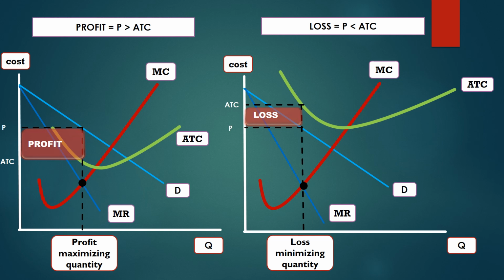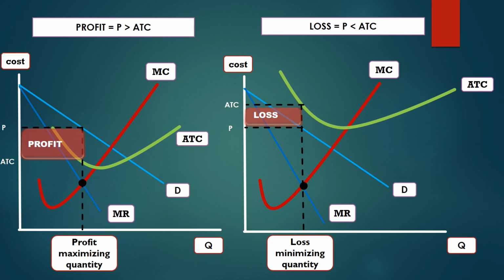But for the loss scenario, I've drawn it on the same slide. The reason is the graph is the same. The only difference is where average total cost lies. If you compare the loss case with the profit case, you will notice in the profit case, the average total cost curve intersection is below the demand curve. That makes cost less than the price and you can earn some profit. But for the loss case, the average total cost curve is actually above the demand curve. Even the intersection is above the demand curve. So that makes your price less than average total cost.